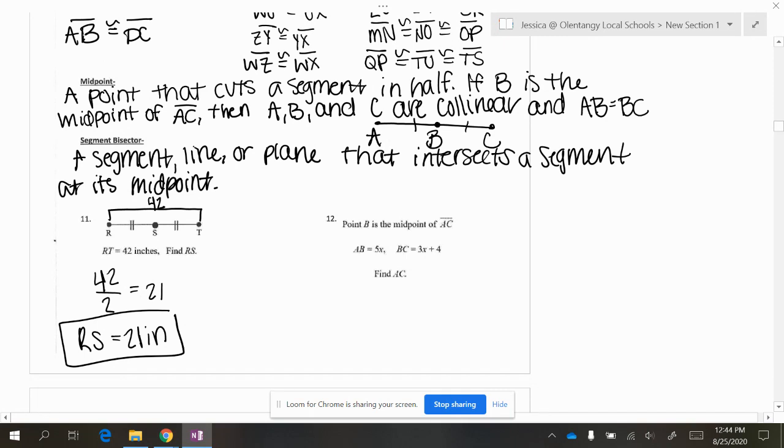Point B is the midpoint of AC. Okay, so let's draw this out. So here's my segment AC. B is the midpoint. So those two segments are congruent. If AB is 5x and BC is 3x plus 4, find AC. Well, these are the same exact length, so let's go ahead and set them equal to each other. 5x should equal 3x plus 4.